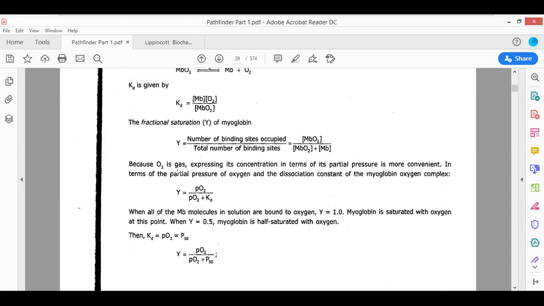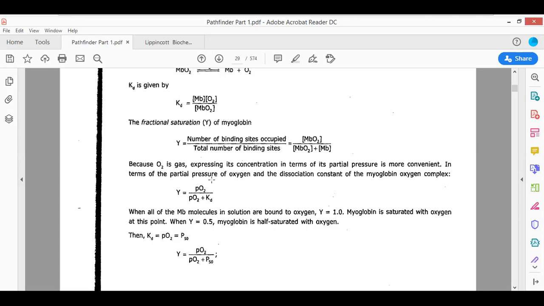See this, Y is the total number of binding sites occupied. So the total number of binding sites occupied depends upon what? It depends upon the partial pressure of oxygen. So the total number of binding sites occupied depends on the partial pressure of oxygen that you are taking.